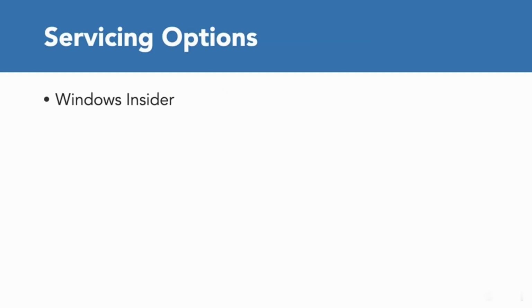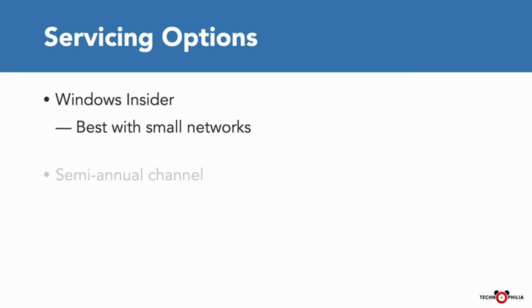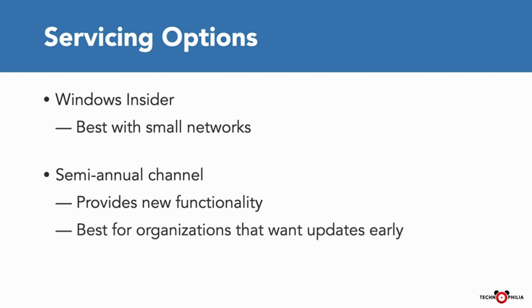You already know about Windows Insider, and this is likely the best for tech enthusiasts on small networks. The semi-annual channel provides new functionality with twice-yearly feature update releases. Organizations can choose when to deploy these updates after testing them. This is best for organizations that want to get updates early and then roll them out when they're ready.